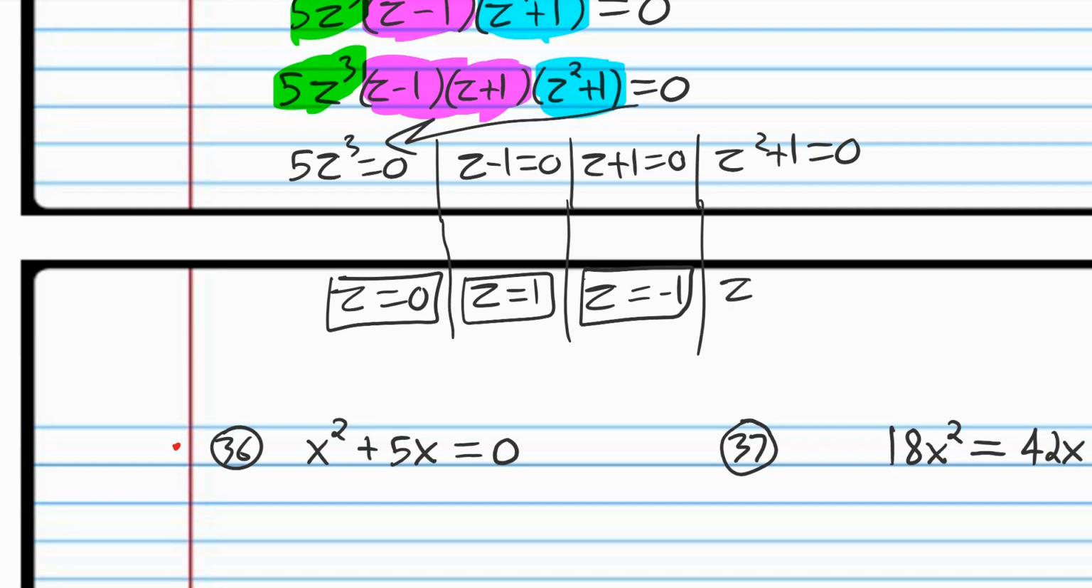And over here we have z squared. Z squared is equal to negative 1, which is impossible. So that does not lead to a solution.